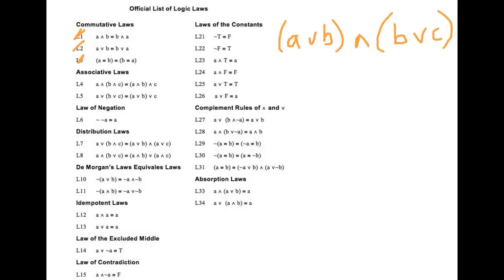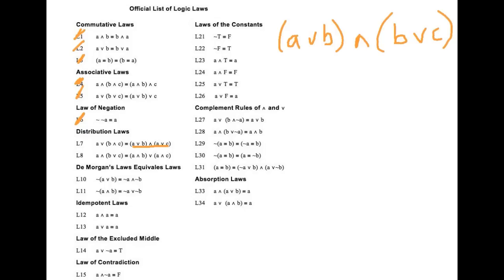Law two doesn't apply, or three. Law four, getting closer, but it doesn't have those two sets of brackets and no common variable. So we'll cross that one off, cross off law five. There are no nots in there. And we'll look at law seven. And if we look here, we've got A or B and A or C.